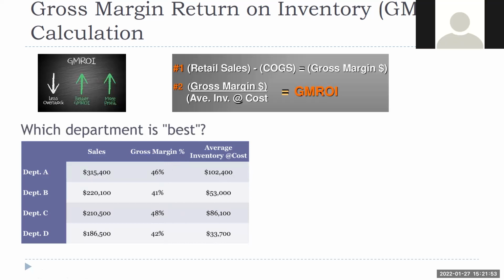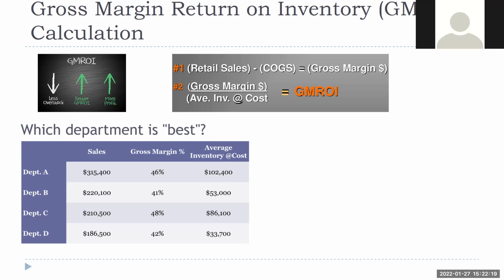Sir, Department D. Why? Because if you look at the average inventory cost, it is only $33.7 with a gross margin of 42%. But in the case of Department E, the margin is higher, but along with it, the inventory cost is also higher. Correct. So basically, you have to do certain calculations, but again, do not jump into the answer, right?